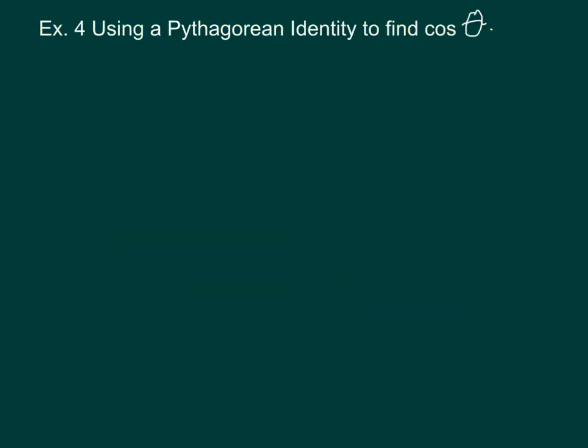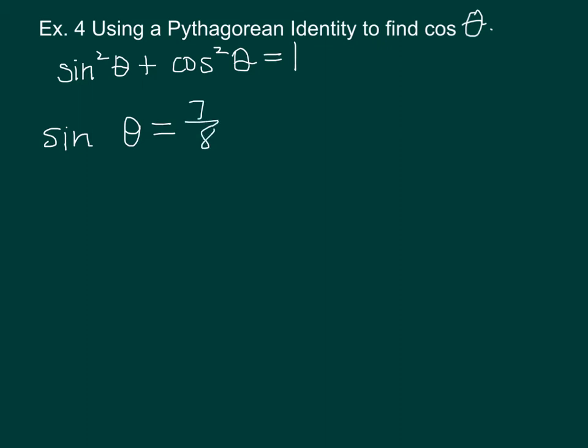Now in this example, they want you to use your Pythagorean identities. If you look at your identity sheets, you're going to see that the Pythagorean identity is sine squared theta plus cosine squared theta is equal to 1. I'm going to show you two ways you can do this. They'll probably give you sine theta is equal to 7 over 8. You could do like the previous problem and label your triangle.